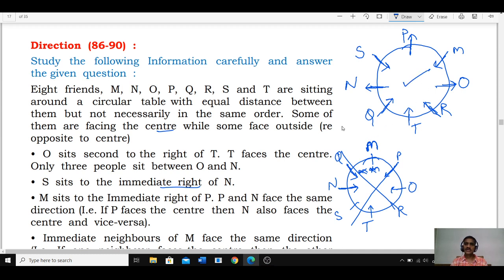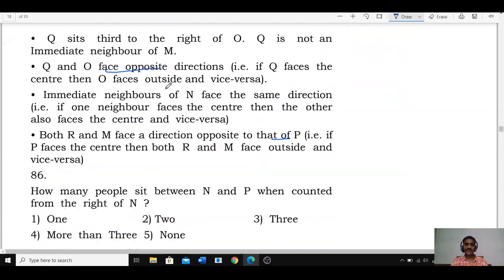Now this is how these 8 persons are seated around this circular table. Some of them are inward and some of them are outward. 86 to 90. Hope everyone followed this one. Then 91 to 95.